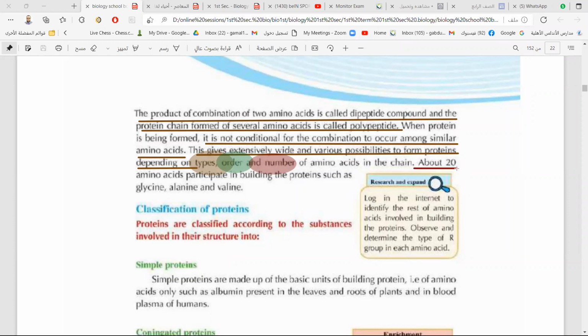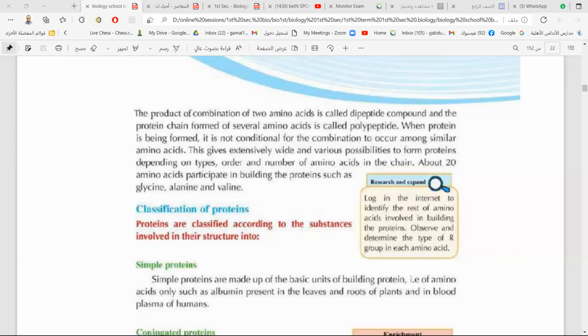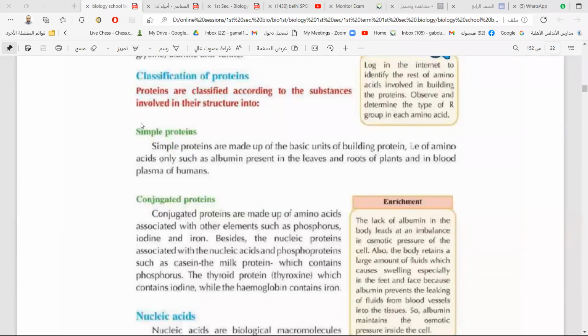We have only about 20 amino acids that participate in building the protein chain, such as glycine, alanine, and valine. These are examples of simple proteins, made of the binding of some amino acids. Now we are going to classify proteins into two groups: simple proteins and conjugated proteins.